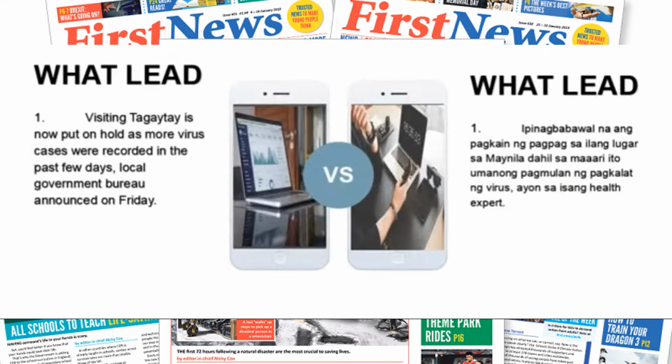Now let's move on to the what lead or ano. Visiting Tagaytay is now put on hold as more virus cases were recorded in the past few days, a local government bureau announced on Friday. What are we talking about? We are talking about visiting Tagaytay, going to Tagaytay. Visiting there is not a verb, it's ing, so that's a gerund. It acts as a noun, so that's what lead.